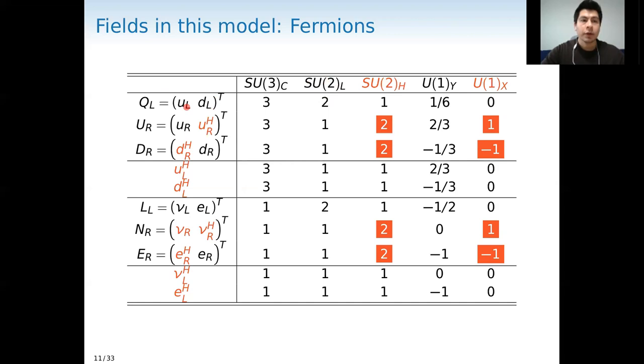And we are going to have the usual mass terms for the quarks. And in this case, we are going to have mass terms for these heavy quarks that are given mostly by their interaction with phi_H. And of course, we need to add several more fermions because we need to cancel the anomalies.